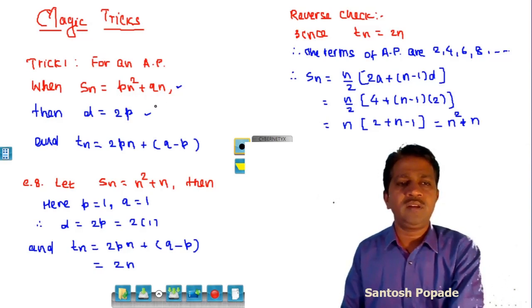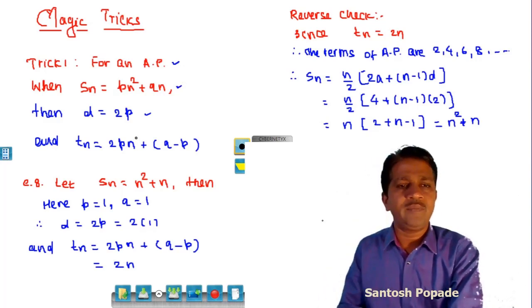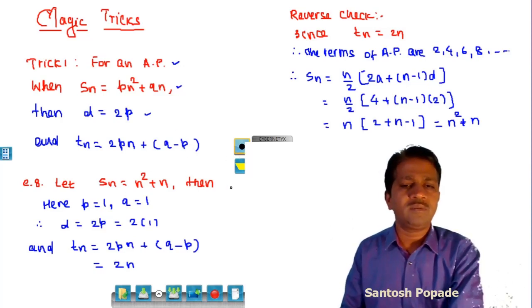This trick can be applied only when the given sequence is an AP and we are given the formula for the sum of n terms of an AP, or we can find the sum of n terms of the AP using the given sequence. In such problems the common difference d of that AP is given by 2p. So you have to remember this as a formula: 2p, and the nth term of this AP is given by 2p into n plus q minus p. If you remember this trick, then you can solve such type of problems very easily.